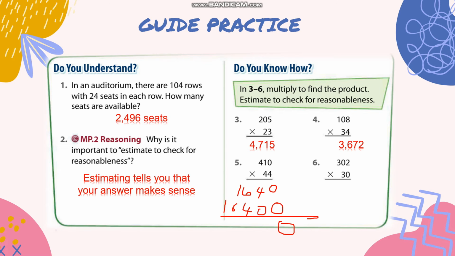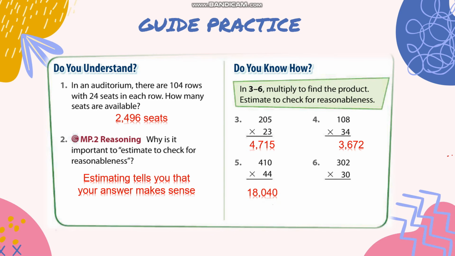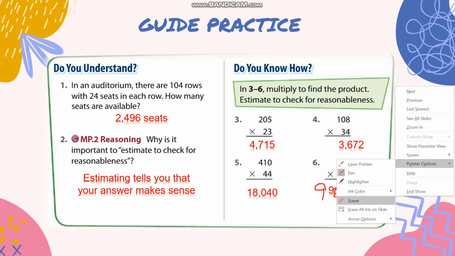Then add 0, 4, 10, regroup 1. This is 8 and 1. So the answer is 18,040. Number 6. Oh, I told you if the 0 is at the end, you need to cancel it and put it into the product. Okay, so 3 times 2 is 6, 3 times 0 is 0, and 3 times 3 is 9. So the answer is 9,060.